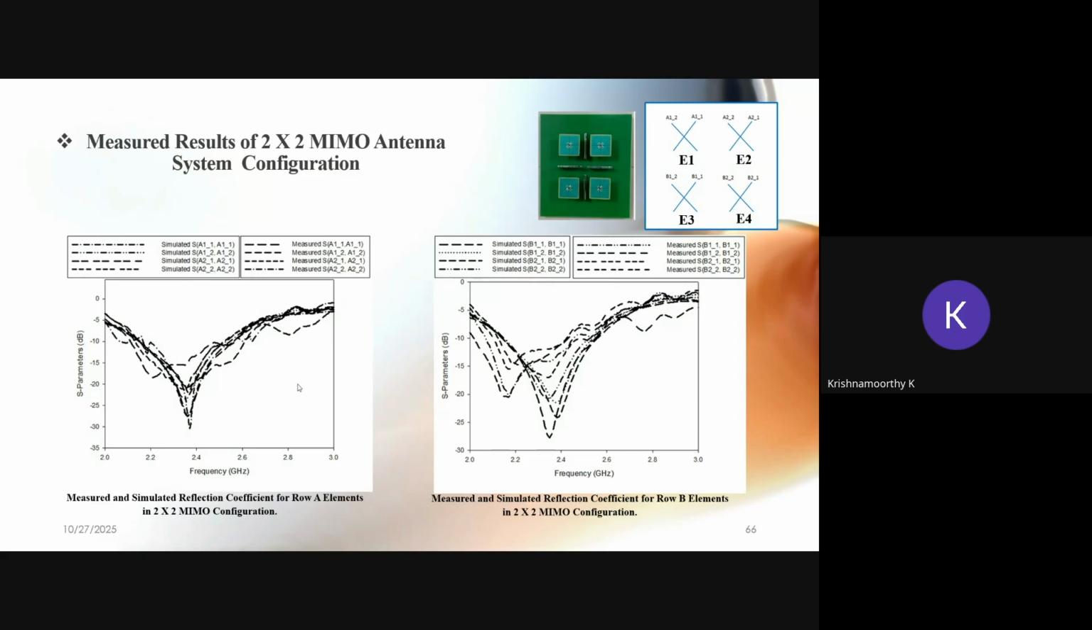Then these are all the results of this crossed dipole. We are keeping the naming of this antenna 1. The antenna 1, this is the cross dipole 1, cross dipole 2, like that. So we are keeping the different names, the isolation and the S parameters of the different elements.